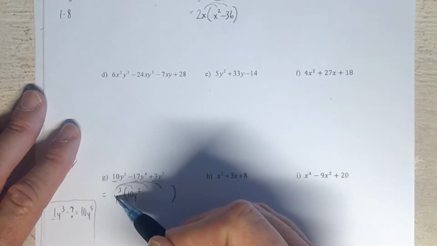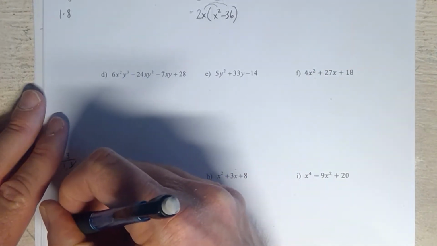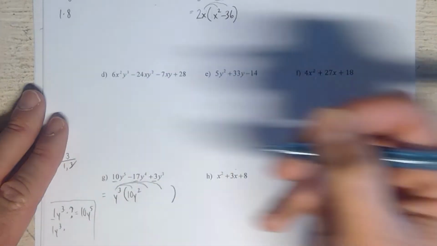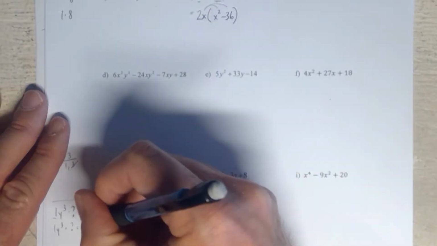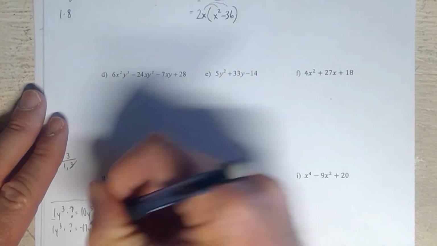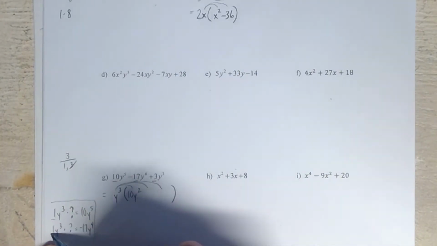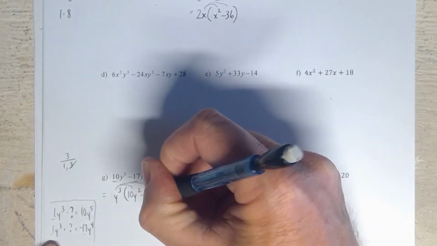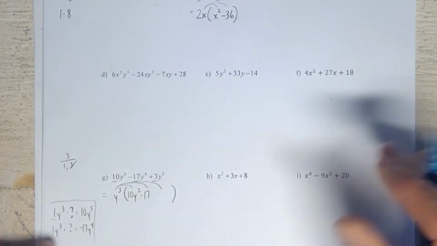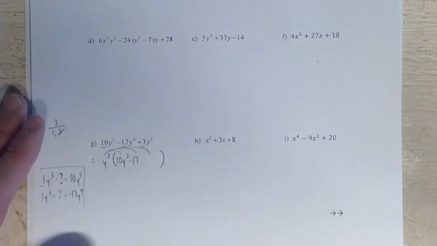Let's keep going here. Y to the third, again, you don't have to write this down, but 1y to the third, or y to the third, times what is equal to negative 17y to the fourth. So 1 times what is equal to negative 17? Negative 17, right?